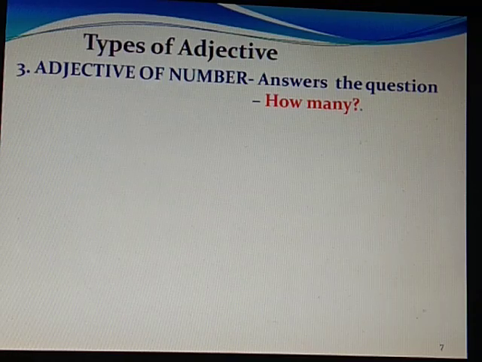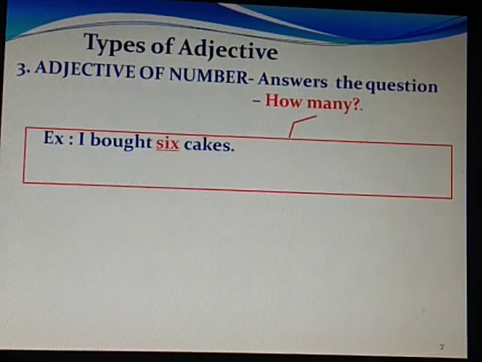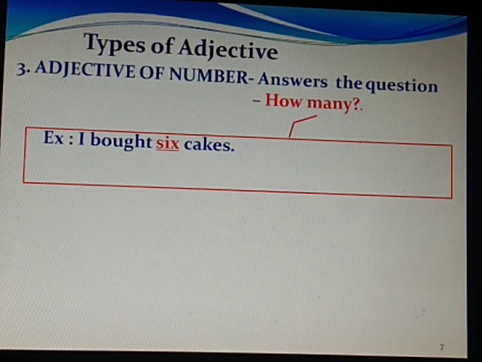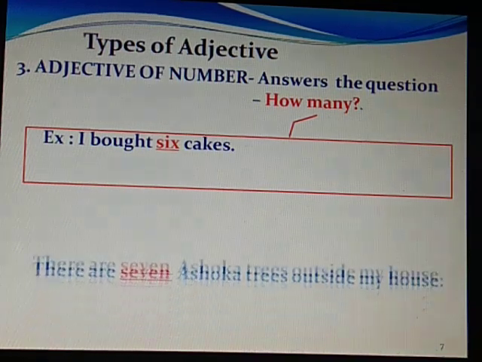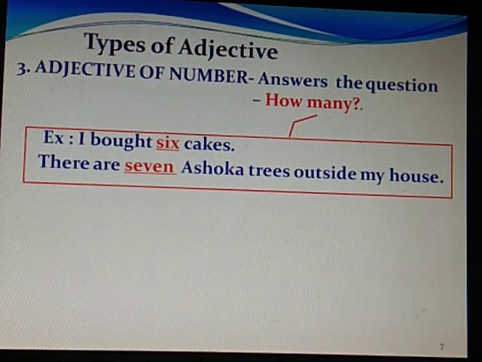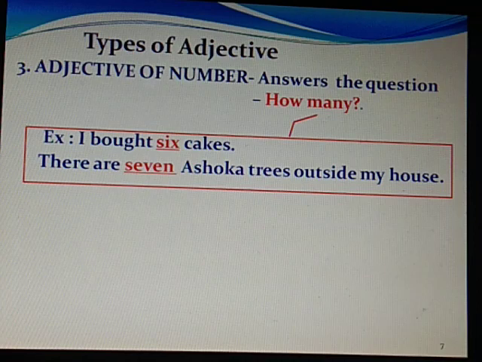Third is adjective of number, which tells us how many. It is generally used for the countable nouns which we can count. I bought 6 cakes. Now cakes we can count. Okay, so 6 number is countable. There are 7 Ashoka trees outside my house. Now 6, 7, these will be termed as adjective of number.